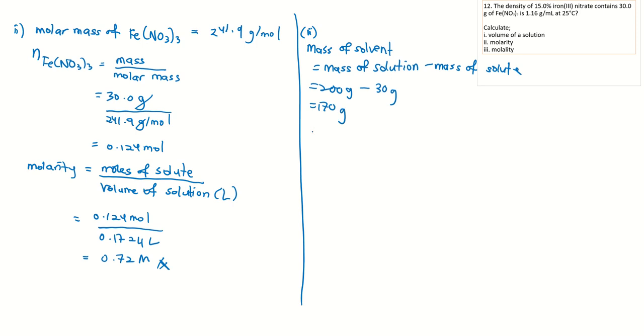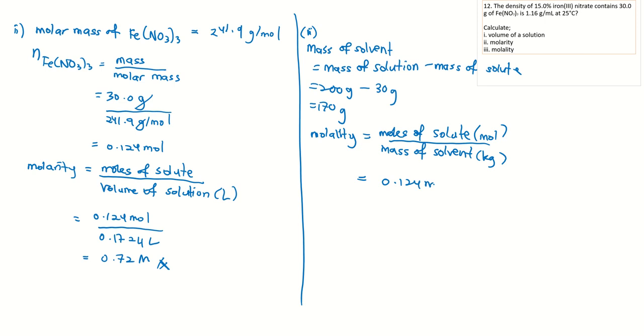Now write the molality formula. Molality equal to moles of solute over mass of solvent in kilo. So now moles of solute equal to 0.124 mole over 0.170 kilo, because you need to convert this into kilo. So we'll get 0.73 small m.